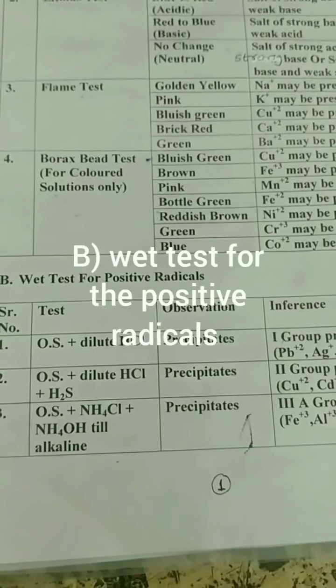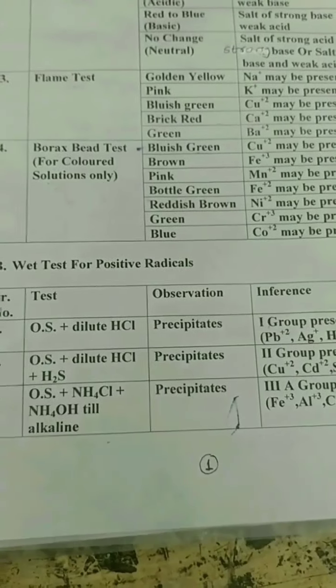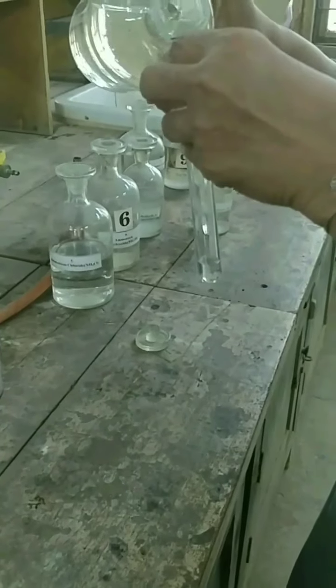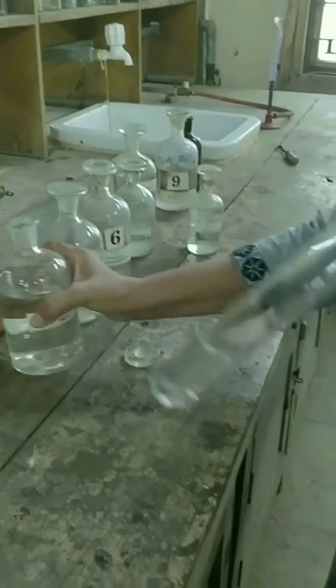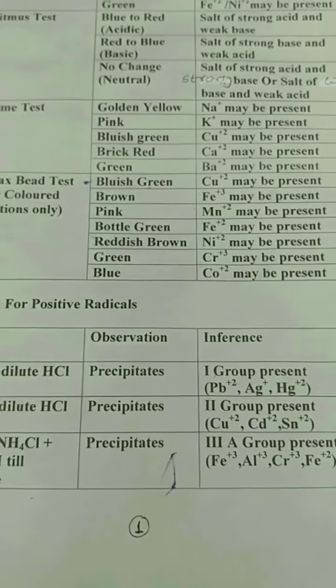Test for the positive radical. For this we will do the test number 1, that is for group 1. We will take OS in a test tube. To this we will add dilute HCl. You can see there are no precipitates. So in the observation you will write no precipitates, group 1 absent.